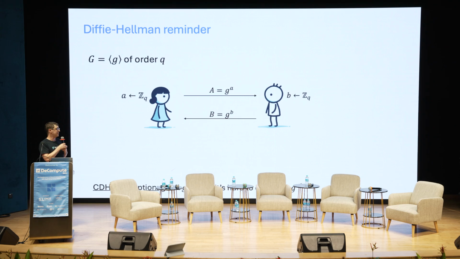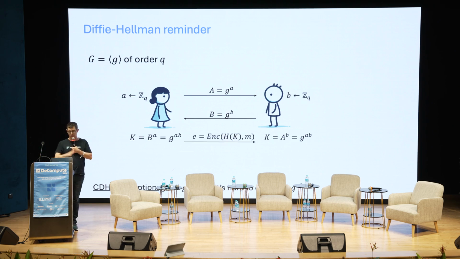Just as a reminder about basic Diffie-Hellman key exchange, we have two parties, Alice and Bob. Each of them chooses a random integer mod q and computes their public key, which is g to the a for Alice and g to the b for Bob, and sends those public keys to each other. Then both of them can compute the shared secret, which is g to the ab, and then they can use it to do encryption of messages and so on. That's the standard technique, and we assume this to be hard, assuming the computational Diffie-Hellman assumption holds.